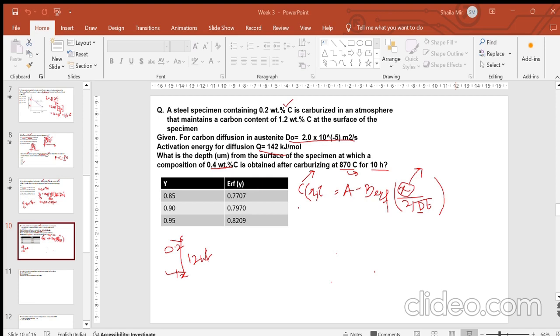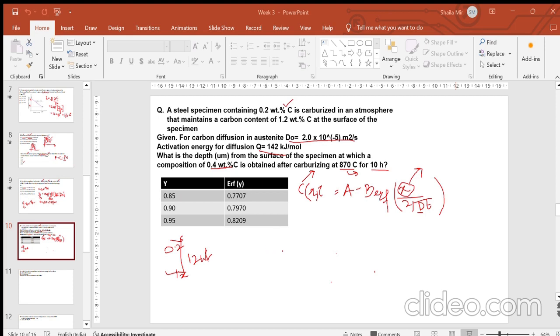So now this is equal to nothing but your ERF function, right? So we can write all of this as some y, a y value just to understand. Now we do not know what is the ERF function, so you are given a table here which is y and ERF y. You are given certain values of y against ERF y. So if we had 0.7707, we could have said that the value of y is 0.85, right?